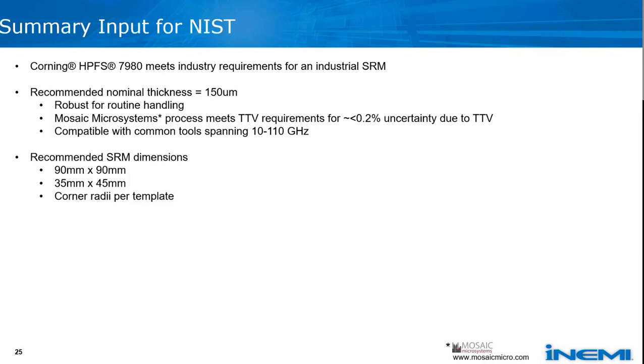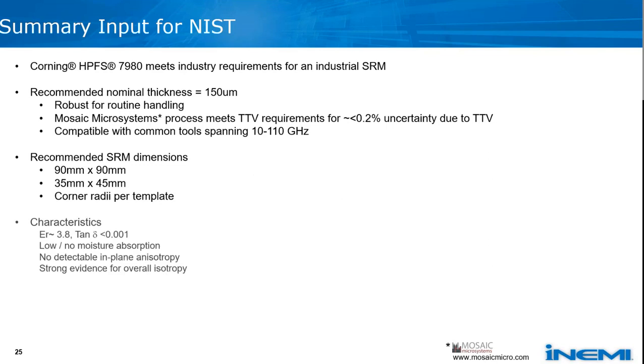We've identified a process through Mosaic that can meet the very stringent TTV requirements, which will lead to a condition where we have essentially less than about 0.2% uncertainty due to that TTV. So that's really a phenomenal result. These will be compatible with most common tool sets spanning the 10 to 110 gigahertz range. And then we have some dimensional recommendations.